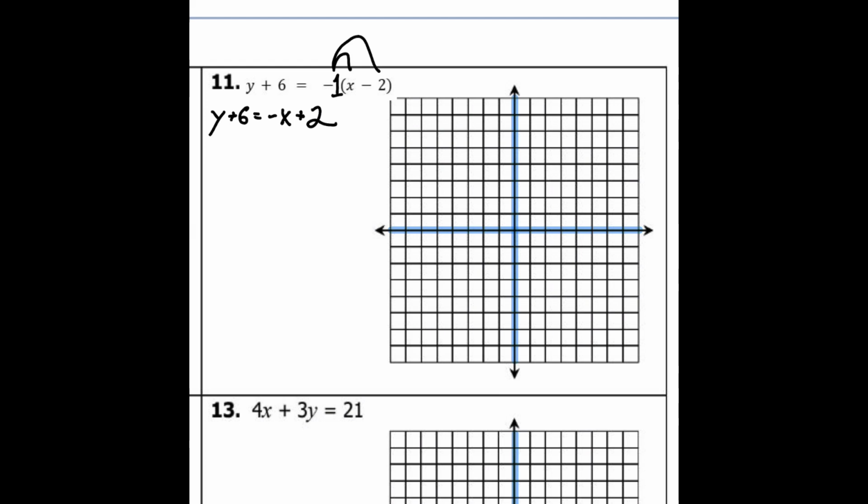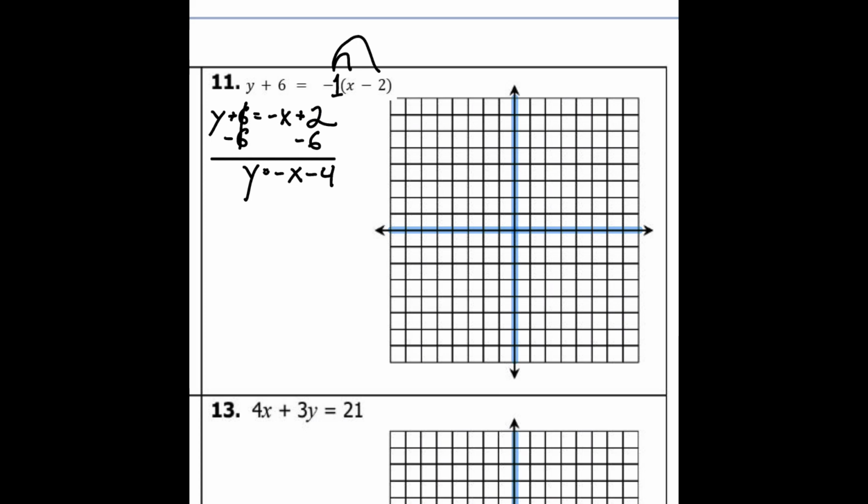I need to get the 6 from the left side of my equal sign over to the right side of my equal sign if I'm trying to put this into slope-intercept form, y equals mx plus b. It's a positive 6. I do the opposite operation to move something from one side of the equal sign to the other. So I'm going to say minus 6. The negative 6 and the positive 6 on the left side of my equal sign cancel. I now have y equals negative x. Positive 2 minus 6 is a negative 4.